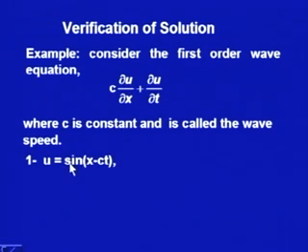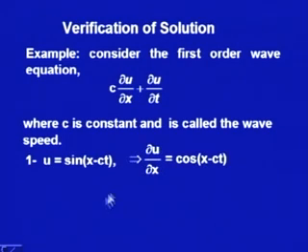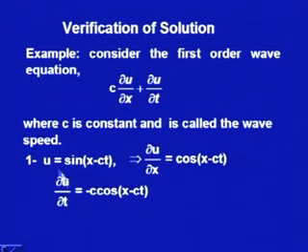We do know that sine is a continuous and differentiable function, and the derivatives with respect to x and with respect to t both exist. So, we have here the first order derivatives. Del u by del x would be cosine of x minus c t, and the derivative of x minus c t with respect to x is 1. The derivative with respect to t is again cosine of x minus c t, and the derivative of x minus c t with respect to t is minus c. So, del u over del t is minus c times cosine of x minus c t.